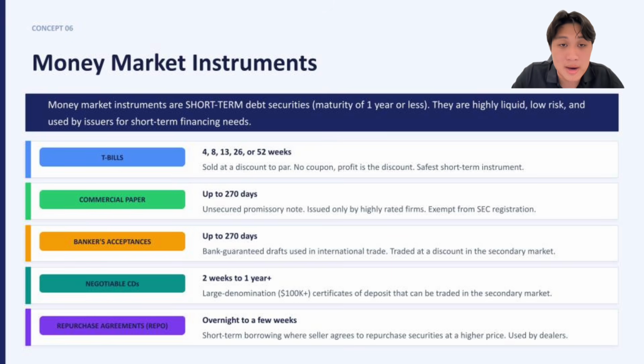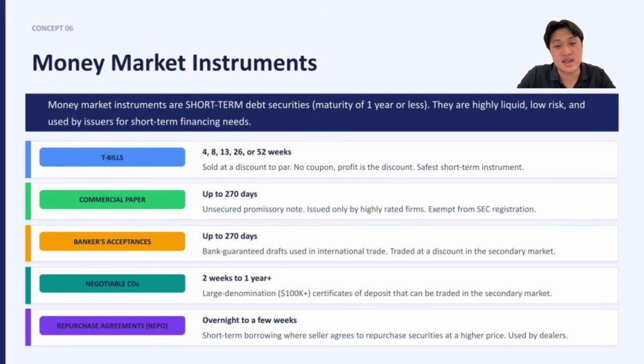Next, let's talk about money market instruments. This is going to cover T-bills, commercial papers, bankers' acceptances, negotiable CDs, and repo agreements. Now, these have varying maturity dates, varying yields, but these are going to be considered pretty safe with a maturity of 1 year or less. They are highly liquid, low risk, and they are issued by issuers in order to get short-term financial funding.